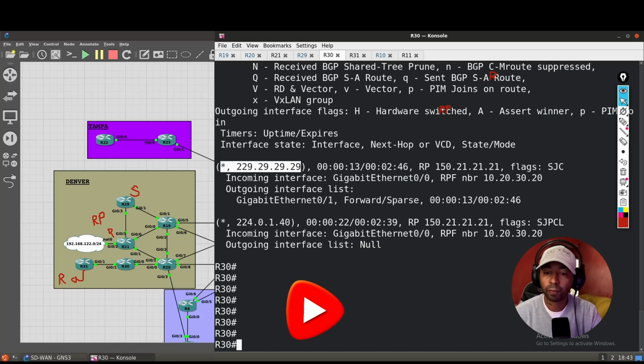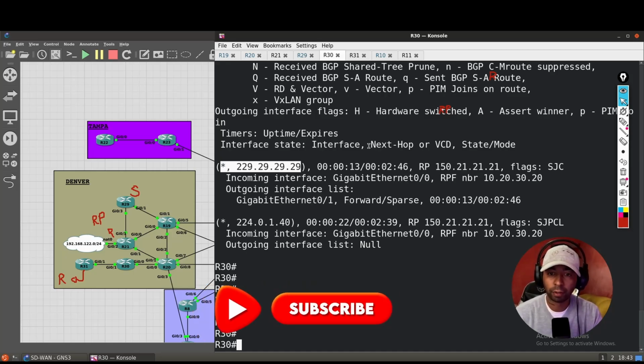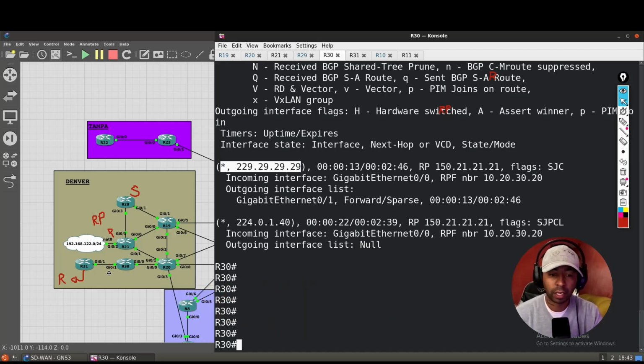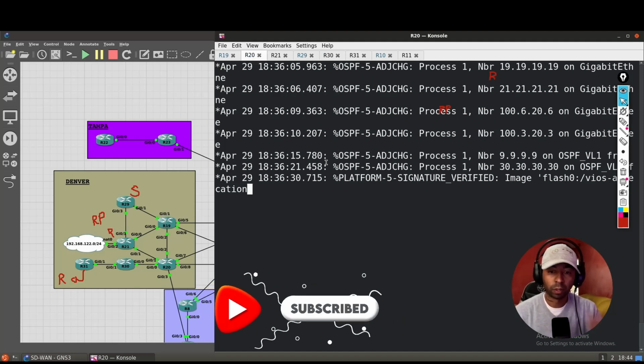Let's move forward in our configuration. The next one that we are going to work with will be router 20. We are going to exclude gigabit 01 from PIM sparse mode. We are not going to work with it, okay? Let's move to router 20.